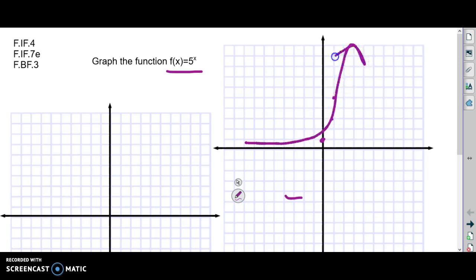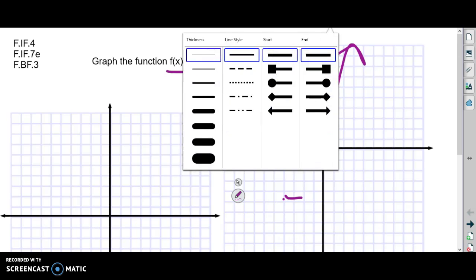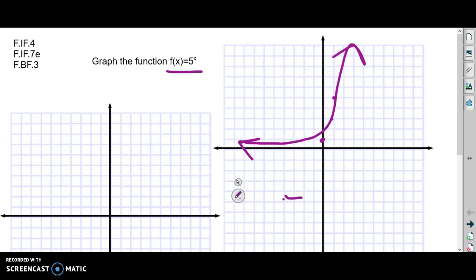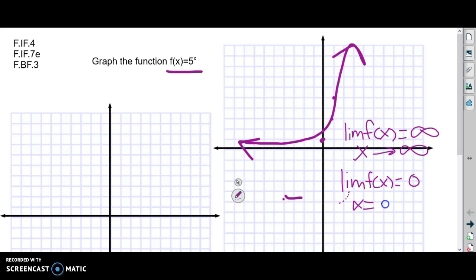Exponential growth function, and the limit notation will be: the limit of f of x as x approaches positive infinity is positive infinity. And then the other limit is the limit of f of x as x approaches negative infinity equals 0.